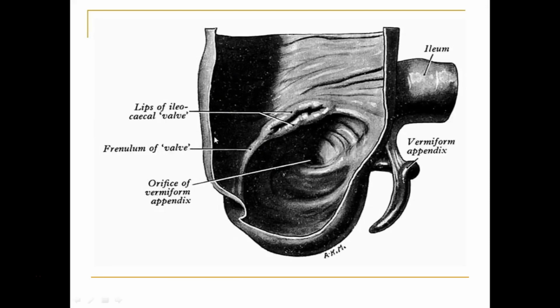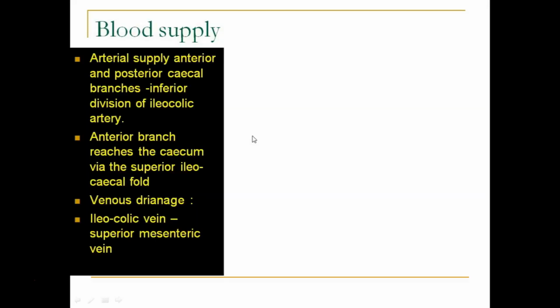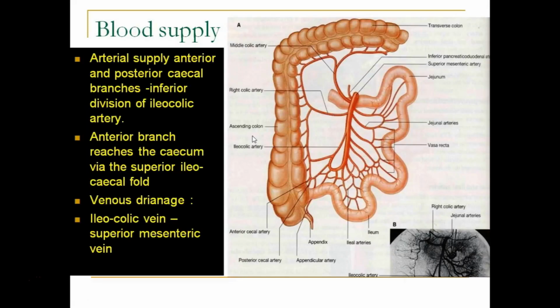The appendicular orifice is guarded by a valve called the valve of Gerlach, and the valve present in the ileocecal opening, here, its lateral aspect we will call the frenulum. And talking about blood supply, the blood supply for the cecum is coming from the ileocolic artery by its two branches, anterior and posterior cecal branches, and the anterior branch reaches the cecum via the superior ileocecal fold.